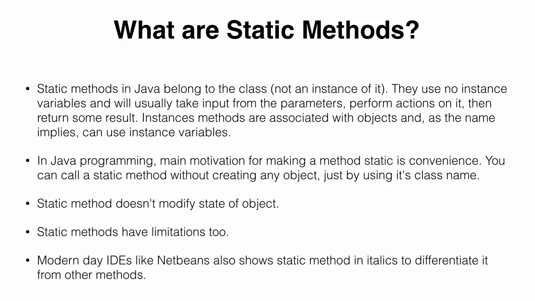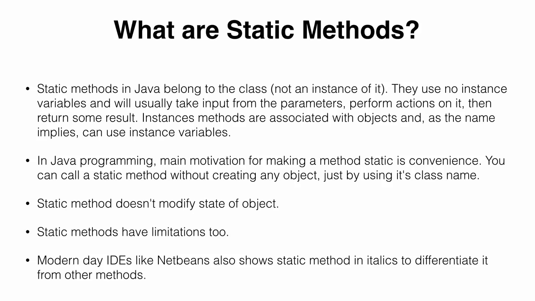Even though we can set local variables with static methods, because we could with that particular 2 times 5, we could initialize them in that particular method, but we could just pass them directly in. So yeah, instance methods are associated with objects, and as the name implies, can use instance variables.